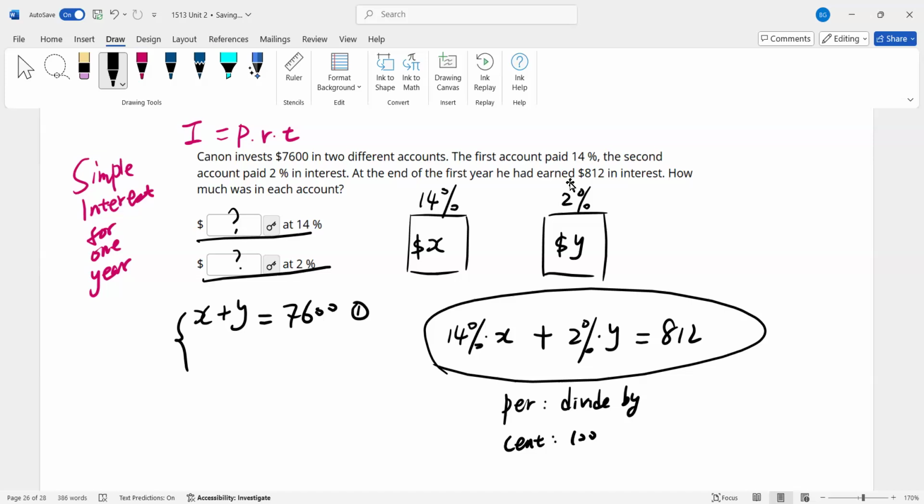Divide 14 by 100, 0.14x. Divide 2%, which means divide 2 by 100: 0.02 times y equals 812. So that's the second equation. That's the system we can use to model this situation. You solve it, okay? This is a problem from Lumen. I give you the model and you practice solving it.